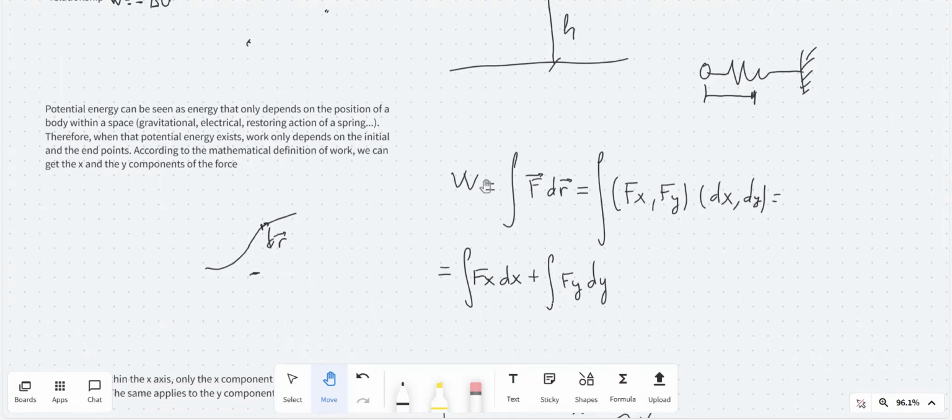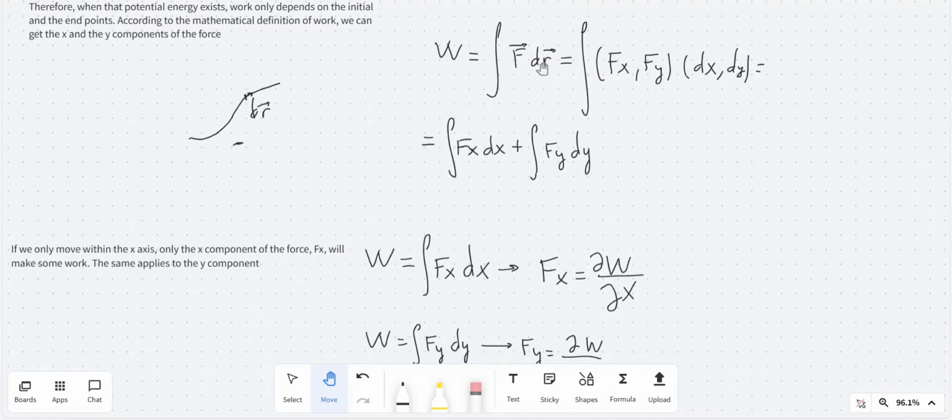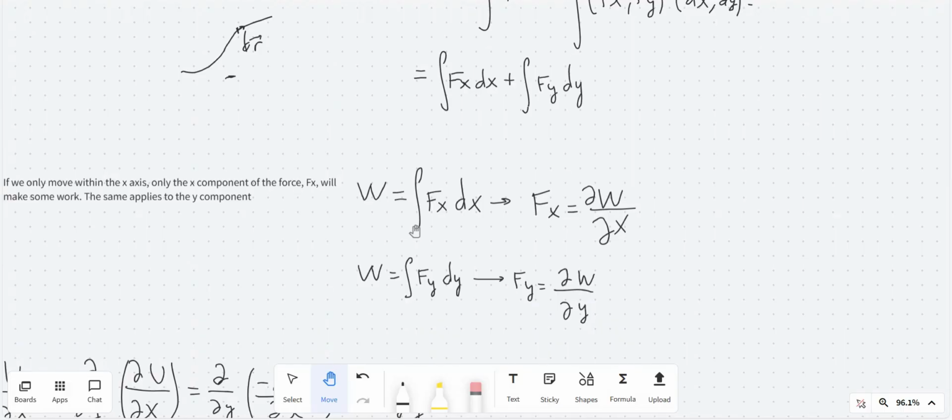So what is the mathematical definition of work? It is the integral of the dot product between F, the force, and a differential vector, any general differential vector, leading us to an expression like this. But what if instead of moving in any direction, we move a very tiny step within the x direction? The only component of the force in that direction that would do some work is the x component of the force, because the y is perpendicular to the x, and it doesn't do any work if we move a tiny amount within the x direction.